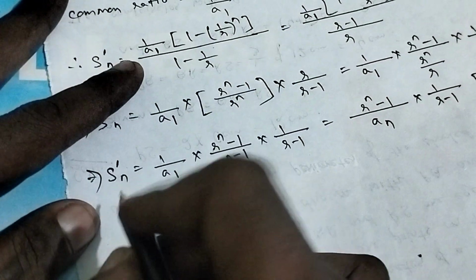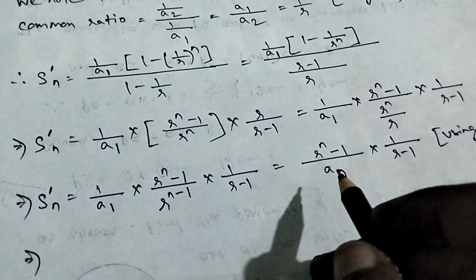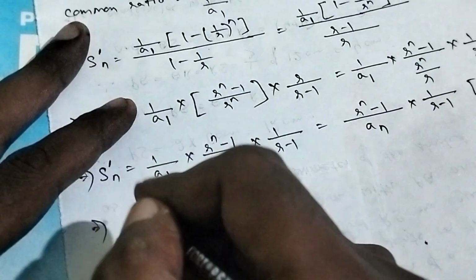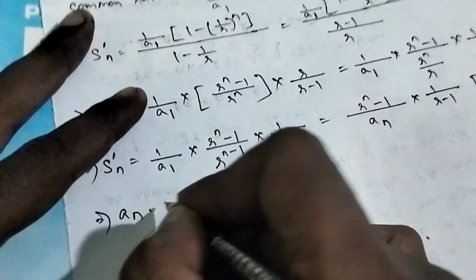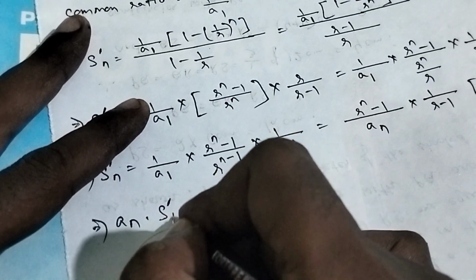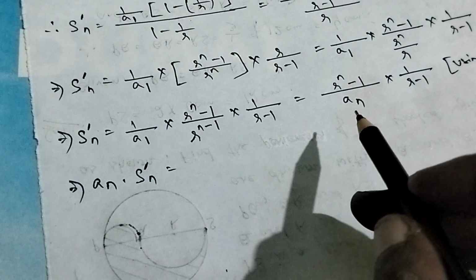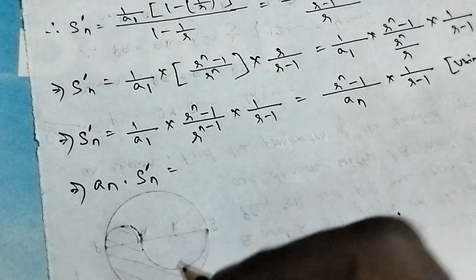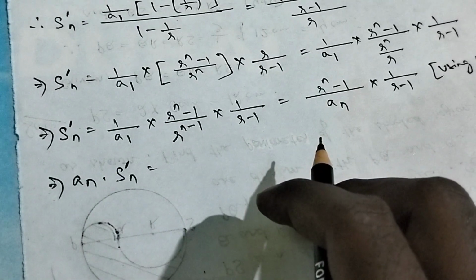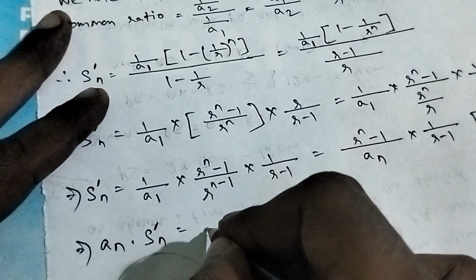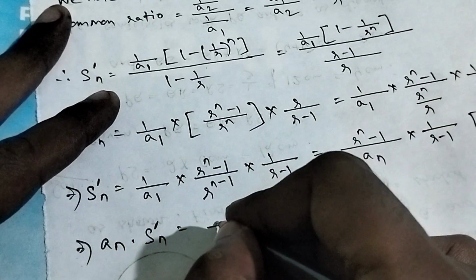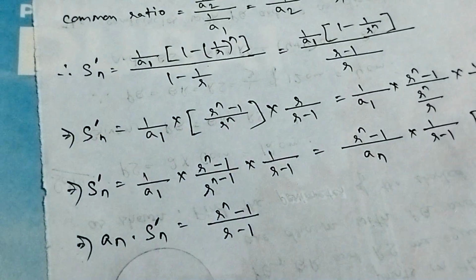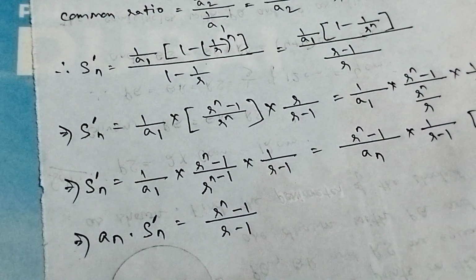So now what will I do? I will take an from right hand side to left hand side. So it will become an into s dash n, from right hand side I am taking this an to left hand side. So an into s dash n would be r to the power n minus 1 by r minus 1. Okay, clear?